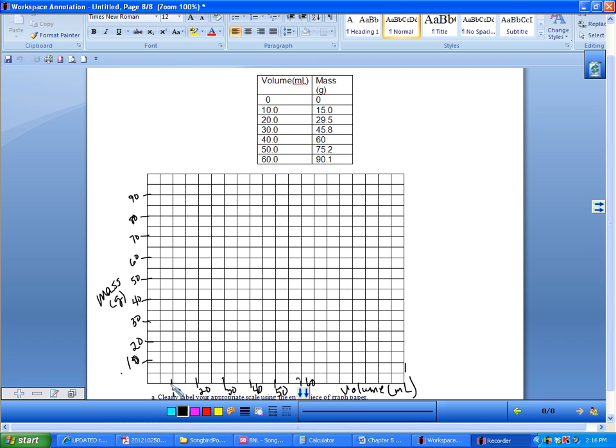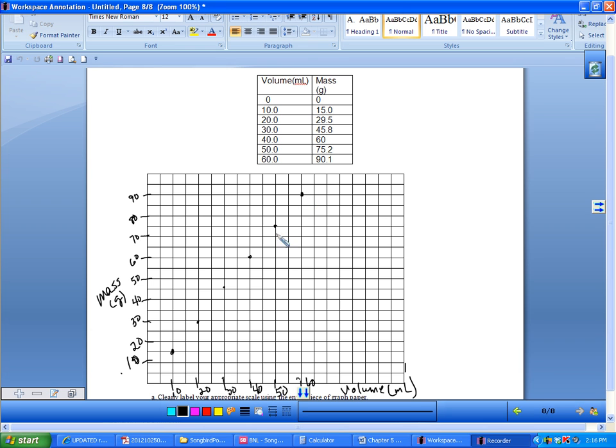All right, so when our volume was 10, our mass was 15. When our volume was 20, our mass was almost 30. When our volume was 30, our mass was a little bit more than 45. When our volume was 40, our mass was 60. When our volume was 50, the mass was 75.2, and then finally when our volume was 60, our mass was right at 90.